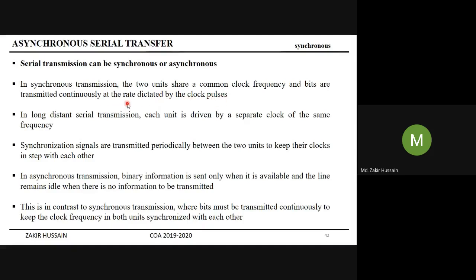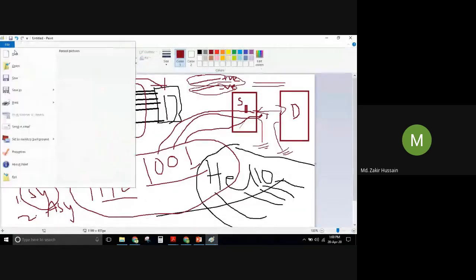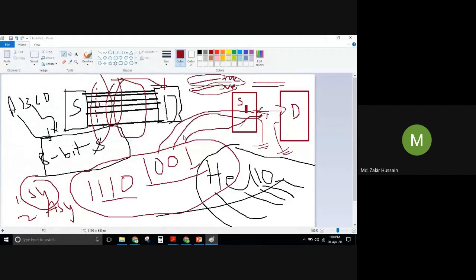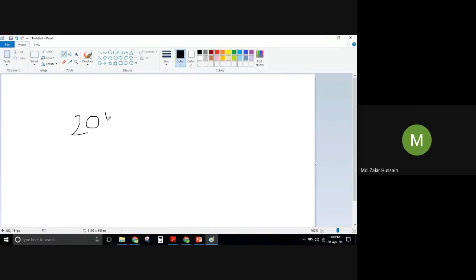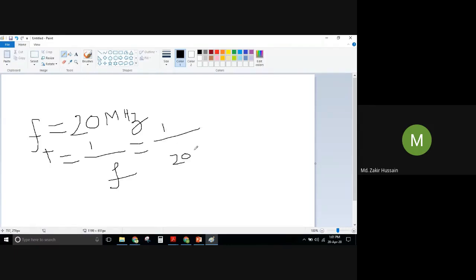The rate dictated by the clock pulses means, if it is a 20 megahertz clock, then at that speed every bit will be transmitted. For example, you have a 20 megahertz clock, so this is your F. What is your T then? T equals 1 by F. So here, 1 by 20 into 10 to the power 6, mega means 6. So now this 1 by 20 is your 0.05.